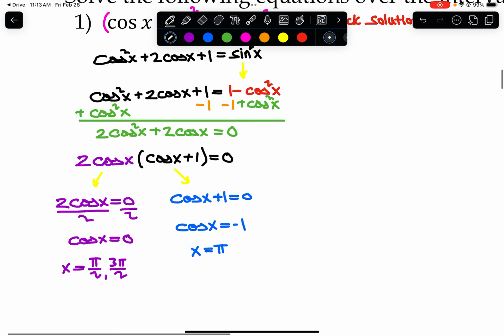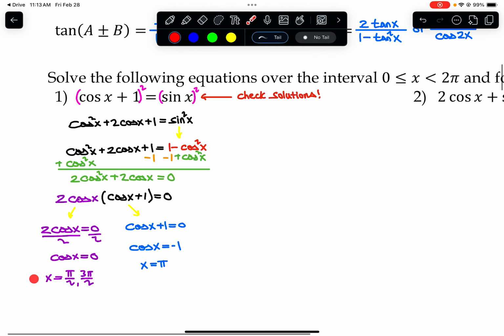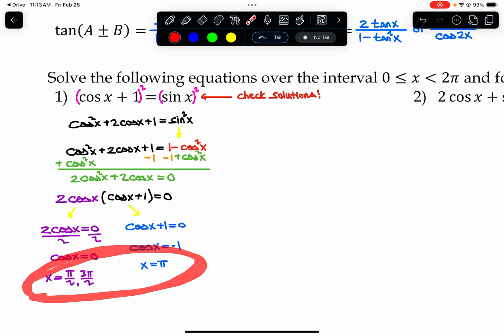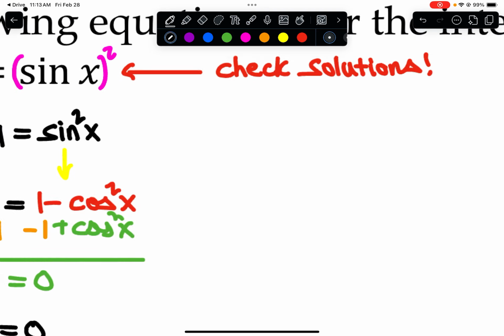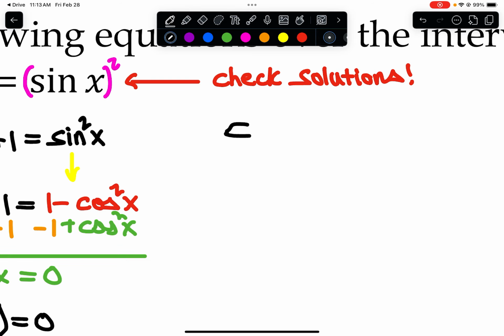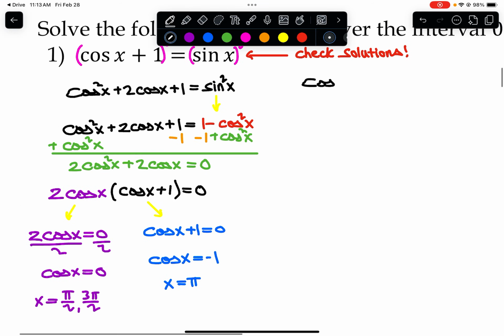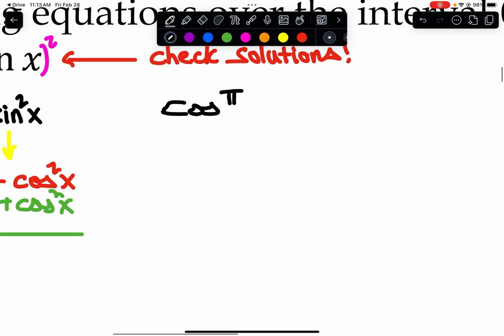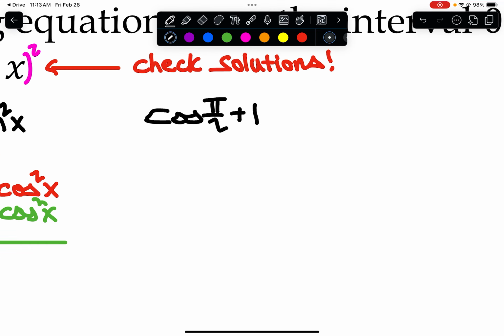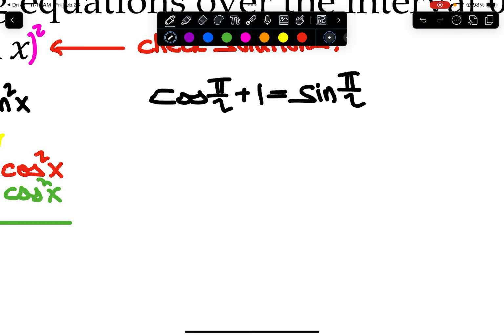So when you check, I'm going to take all 3 of my solutions over here, and I'm going to plug them into the original. So when you check, you're going to plug in your solutions one at a time. So I'm going to do pi over 2 first. It doesn't matter which one you do first. So cosine pi over 2, and then plus 1. And then I want that to equal sine of pi over 2. So in order for the solution to work, it has to yield a true statement. So we'll see what that looks like, hopefully.